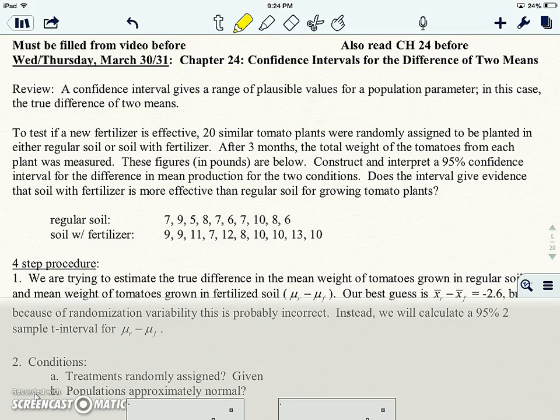Notes on confidence intervals for the difference of two means. I'm going to go ahead and highlight as I talk. You may or may not want to follow along.